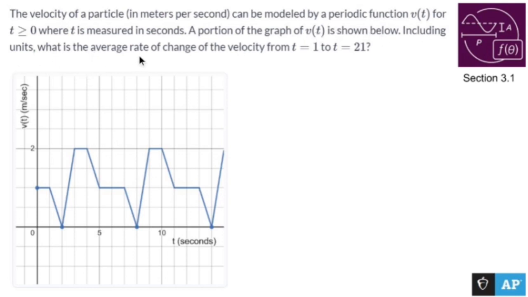Including units, what is the average rate of change of the velocity from t equals 1 to t equals 21? Let me see here. So when t is 1, I have what appears to be, oh, this doesn't go by normal numbers. That's 1. So v of 1 is 1. Terrific. Let's find 21. It's not there.